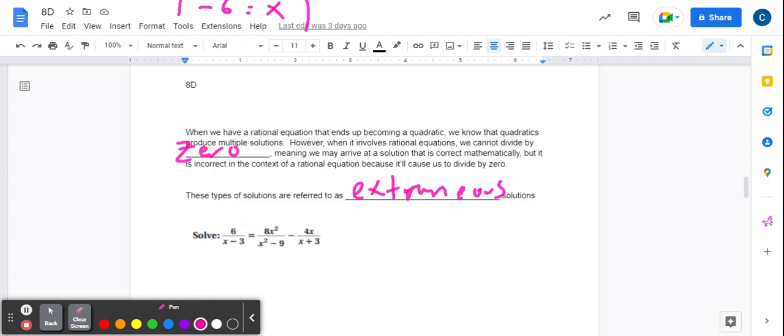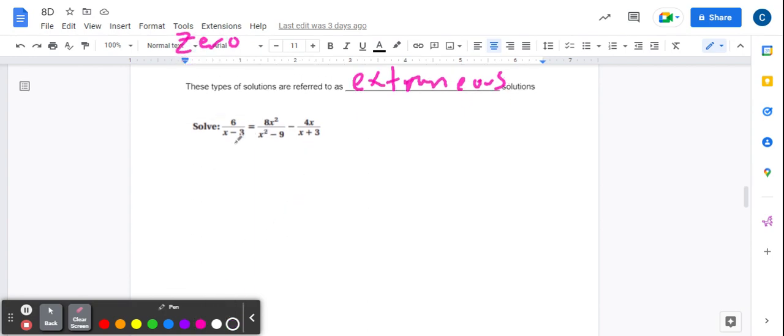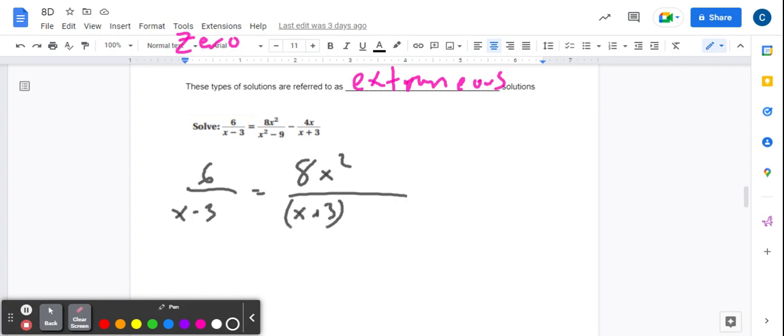And here's an example. So if we're going to solve this one out, 6 over x minus 3 equals 8x squared over x squared minus 9 minus 4x over x plus 3. First of all, I want to factor out the denominators, which is really just the second one. So we have 6 over x minus 3 is equal to 8x squared. Okay, x squared minus 9 is the difference of squares, so that's x plus 3 times x minus 3, minus 4x over x plus 3.